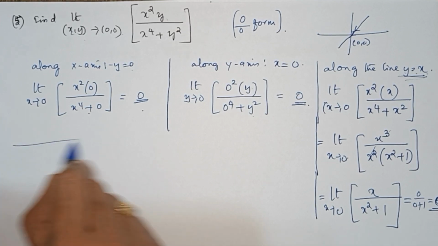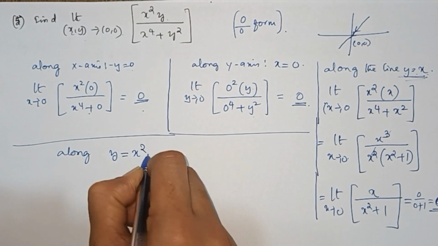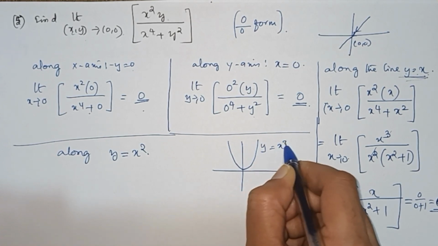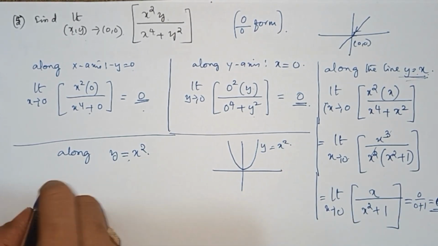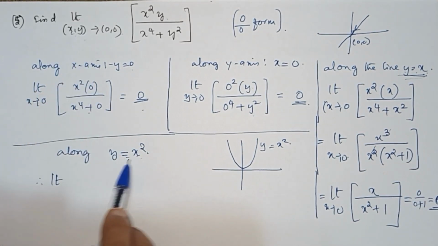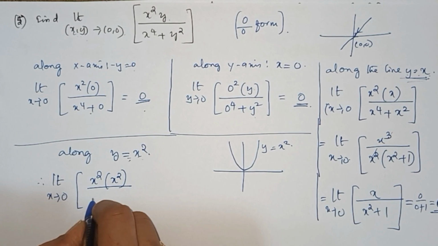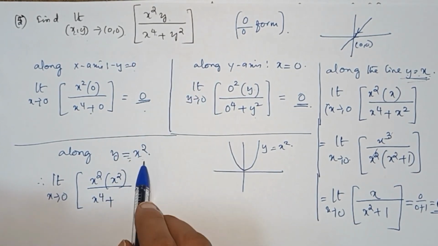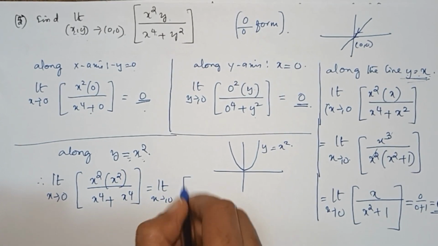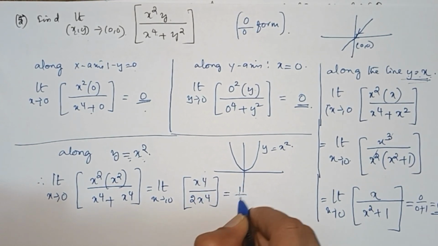I can choose one more path, that is, along y equal to x squared, the parabola. So this is that parabola. Let me choose this path now. Therefore, you will get the limit along y equal to x squared, as x tends to 0, since this value also tends to 0. So x squared into x squared divided by x to the power 4 plus y squared, and y squared is x to the power 4, which equals limit as x tends to 0 of x to the power 4 by 2 x to the power 4. The x to the power 4 cancels, and you will get 1 by 2.